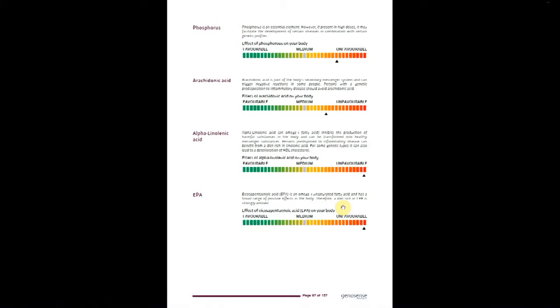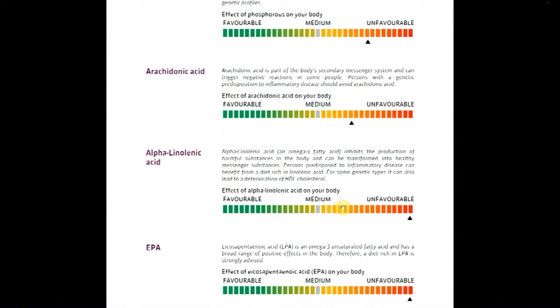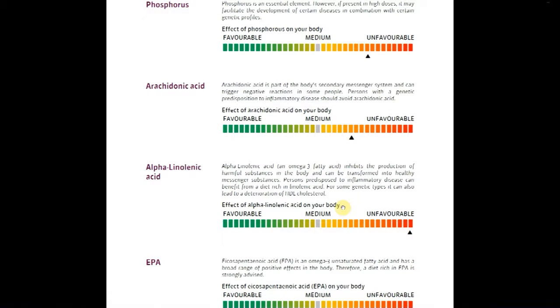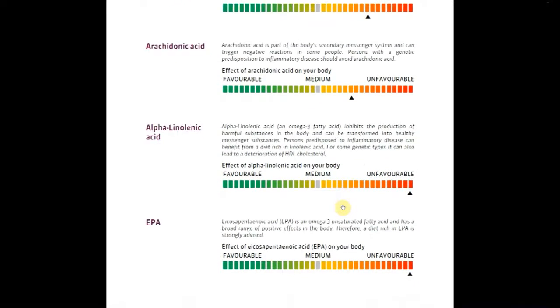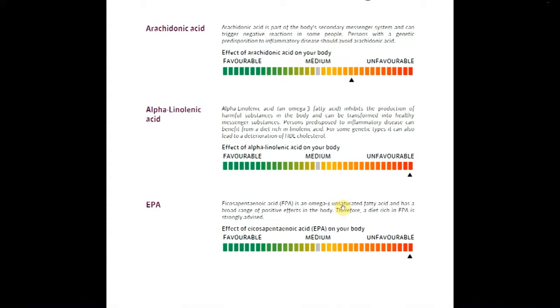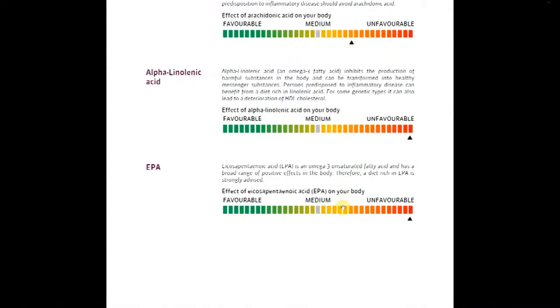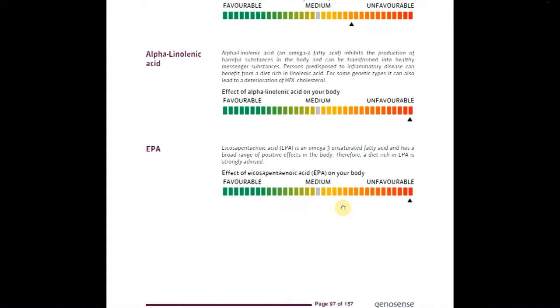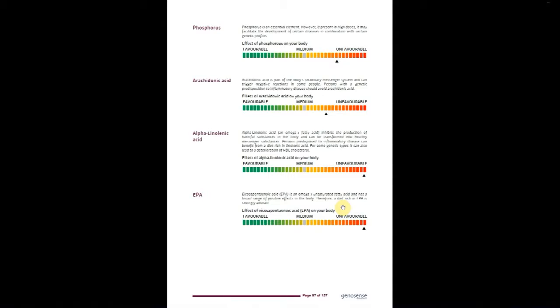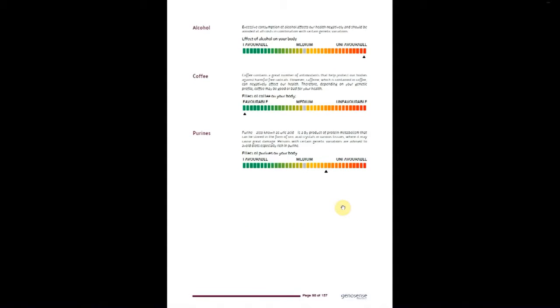Then phosphorus, which is in chocolate and in meat products, sausages and so on, is moderately unfavorable. Arachidonic acid, this is something in animal products. It increases the inflammation response of the body, is moderately bad. It might be very bad for you or normal. Alpha-linolenic acid and EPA, they are omega-3 fatty acids. They are for some people favorable, for some medium, and for some unfavorable. So it's unfavorable in this case. And alcohol is very unfavorable.